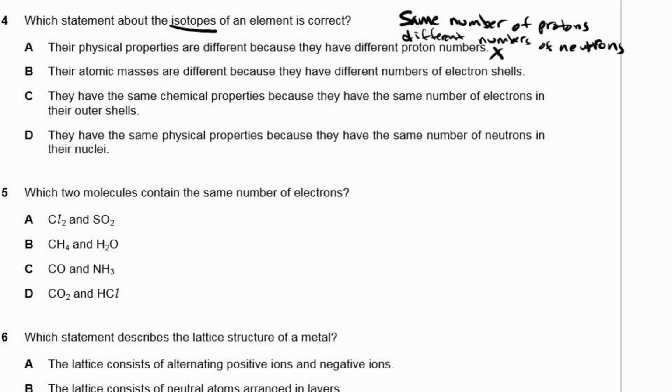Their atomic masses are different because they have different numbers of electron shells. Well, no, they'll have the same number of electron shells because they are the same element, just different isotopes of it. They have the same chemical properties because they have the same number of electrons in the outer shells. Yes, chemical properties are determined by the electrons, not the number of protons or neutrons. So that sounds like a good answer. And they have the same physical properties because they have the same number of neutrons in their nuclei. Well, they clearly have a different number of neutrons in the nuclei, which means that they'll weigh different amounts. So their physical properties can be slightly different. So the answer is C.